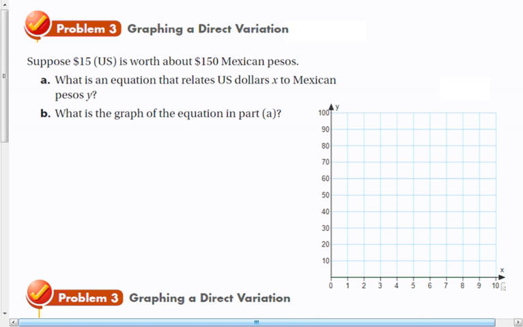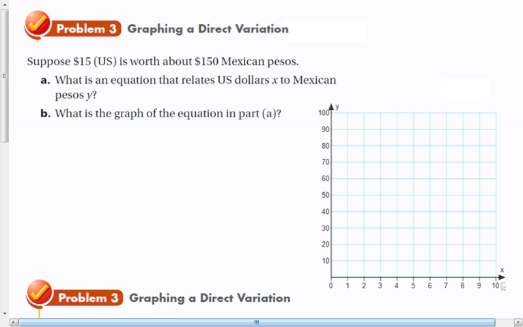All right, graphing a direct variation. Suppose $15 US is worth about 150 Mexican pesos. So this amount of pesos varies directly with the amount of money you have. The more US dollars you have, the more pesos you get. And it varies proportionally. So let's figure out what that is.